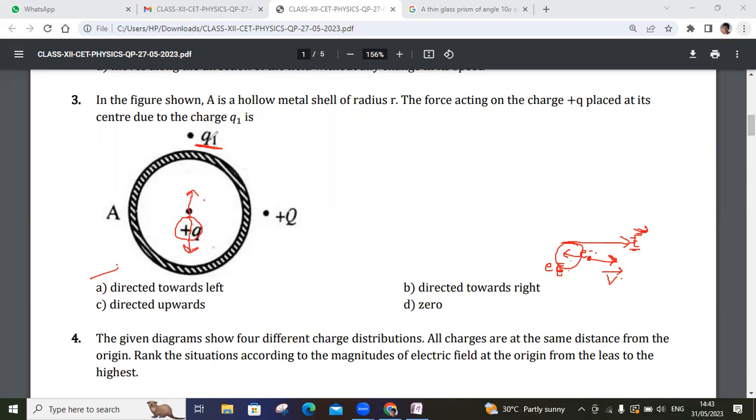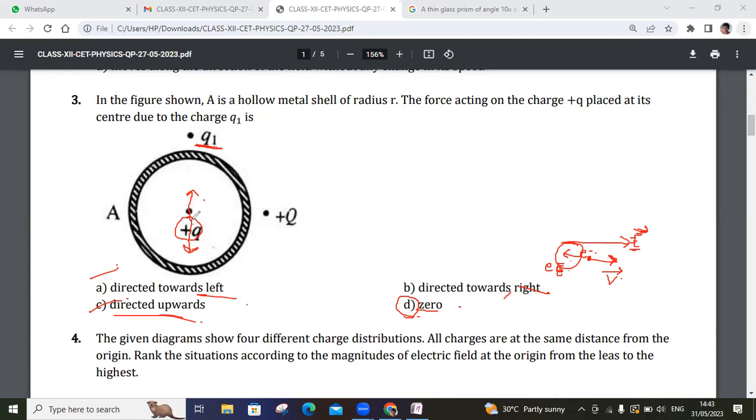It depends on whether Q1 is positive or negative, right? So it cannot be towards left, it cannot be towards right, and it cannot be zero. So the only probable answer is directed upwards. Zero is not correct. Directed upward.